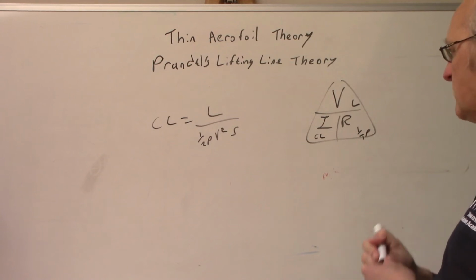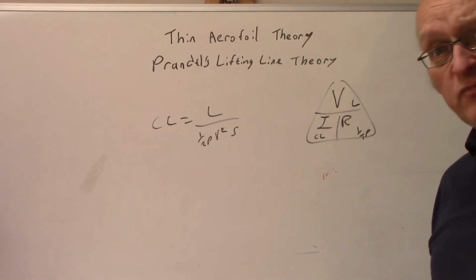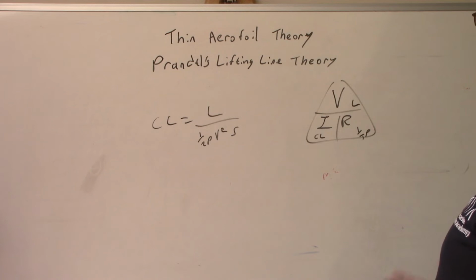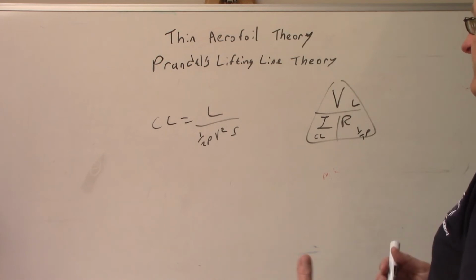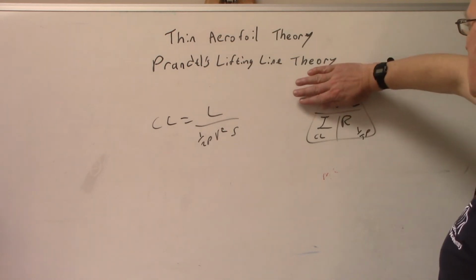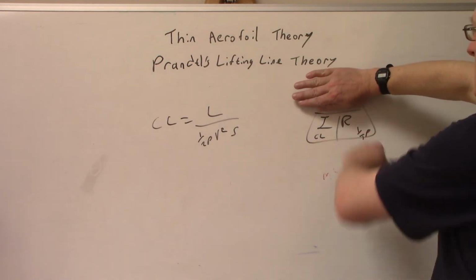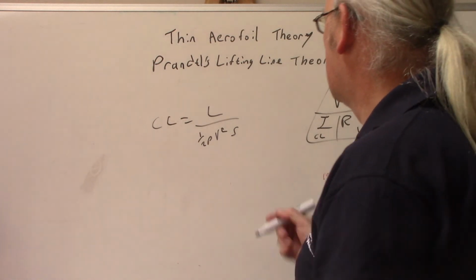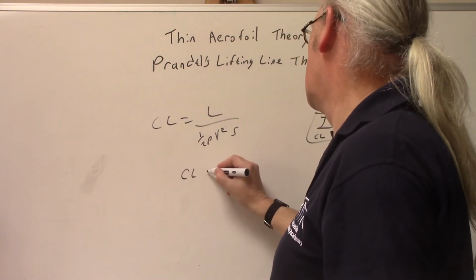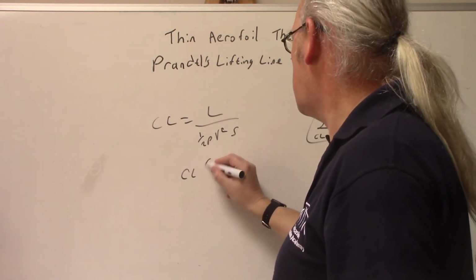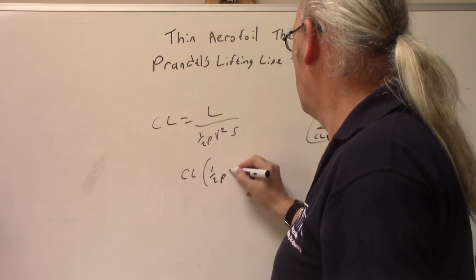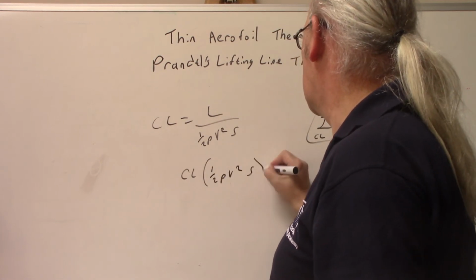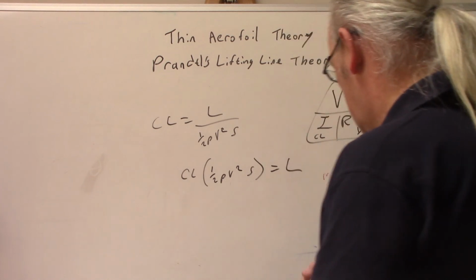So when I rearrange the formula, which one do I want? Basic stuff. I want to find my coefficient of lift, so that's what I'm trying to work out. Now, if I want to find my actual lift from my coefficient, my coefficient of lift times that should give me my lift. So to rearrange my formula: CL times half rho v squared times S equals lift.